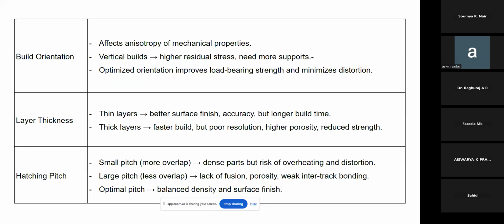Next one is build orientation. This affects the quality of the part. So most of the time it will become anisotropy. Vertical, if you build it vertically, you have to place more supports. Optimized orientation improves load bearing strength and minimizes distortion.